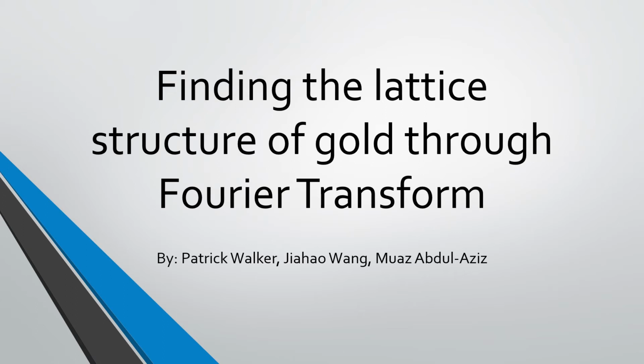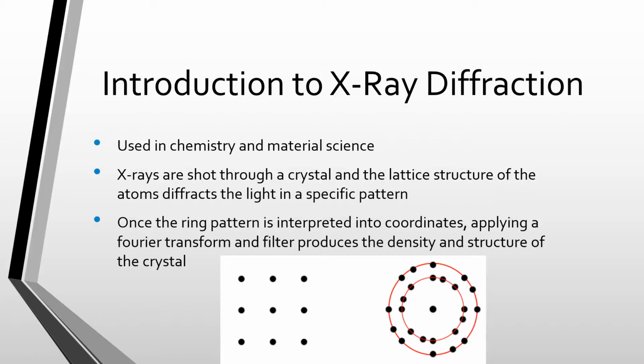So our project was on finding the lattice structure of gold by using Fourier transformations. Just as a brief introduction to X-ray diffraction, it's used mainly in chemistry and material sciences on materials that are too small to be seen within microscopes and materials that would be disrupted by visible light because of the larger wavelength. So what they do is they shoot a crystal with X-rays in a goniometer, and those X-rays then bounce through the lattice structure to give a diffraction pattern.